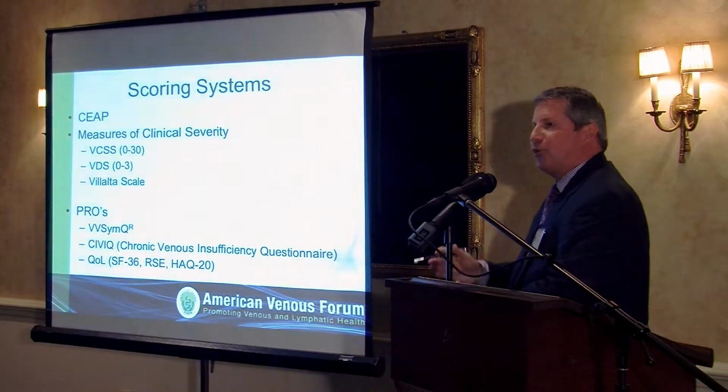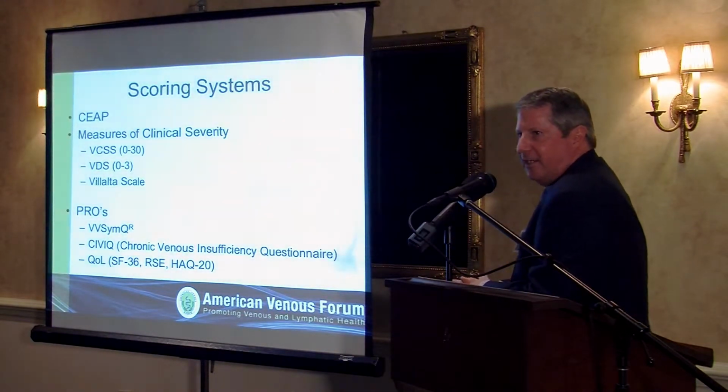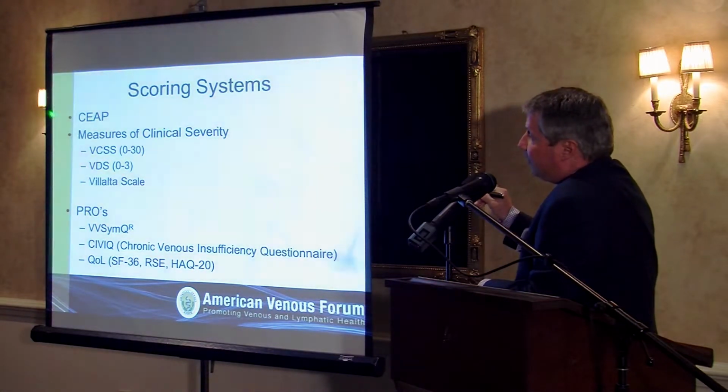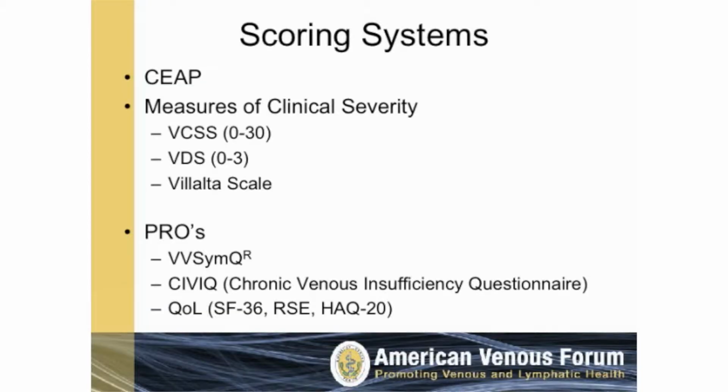There are several scoring systems used in venous disease that you might hear about. They may come up in the talks tonight. The first one, which is the most common, is called CEAP, which I'll go over in a minute. There are also other measures of clinical severity. This is the Venous Clinical Severity Score, Venous Disability Score, Villalta Score. They're all scoring systems to help grade patients and compare them.